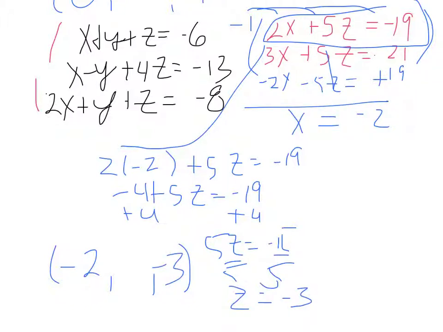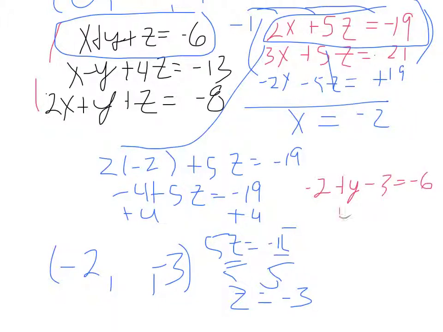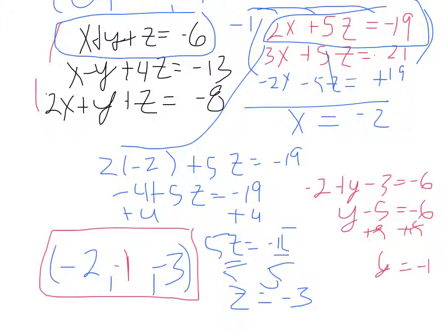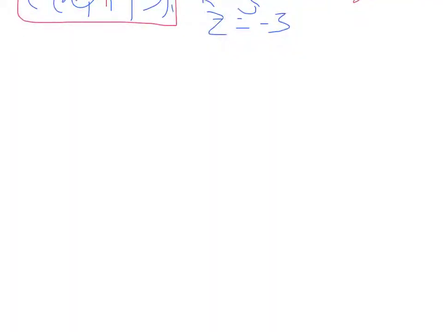So our z equals negative 3, our x equals negative 2. Go ahead and plug it back in the very most original top one up here to get our y. So we get negative 2 plus y minus 3 equals negative 6. So y minus 5 equals negative 6. Add 5. And y equals negative 1. So the solution of that, negative 2, negative 1, negative 3. Okie dokie. Now, let's look at the next one.